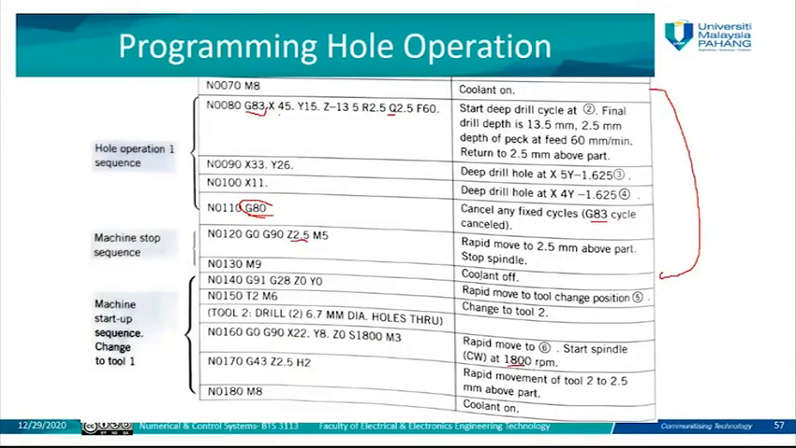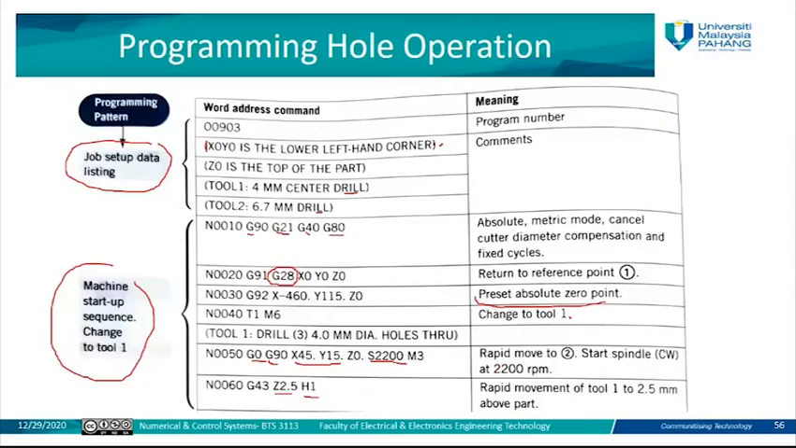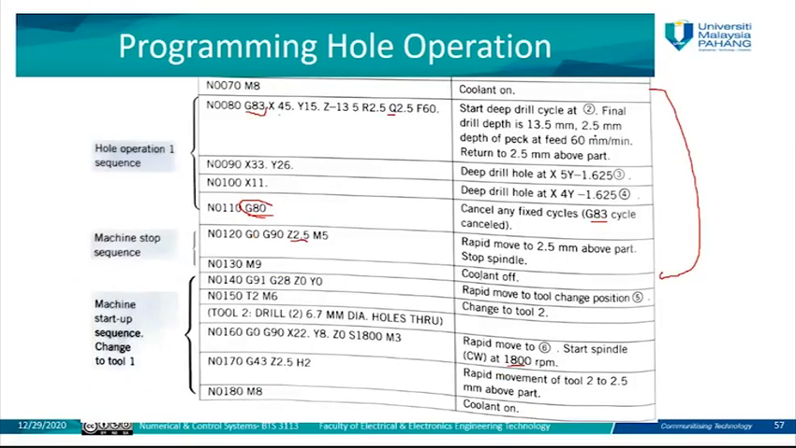It depends, actually, on the parameters. This parameter changes according to this table. So the speed in the beginning is 2000 and the feed rate is 60. In the second tool the speed is 1800 and the feed rate is 80. So actually in the beginning the speed was 2200 and the feed rate was defined as 60 here. But in this case, we have the speed of 1800 and the feed rate would be changed to 80.